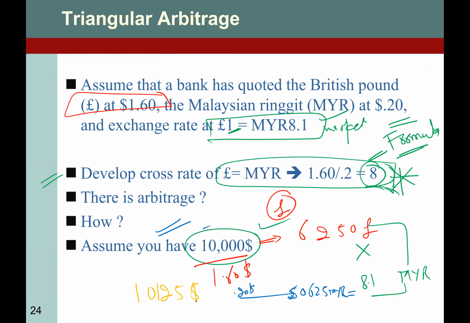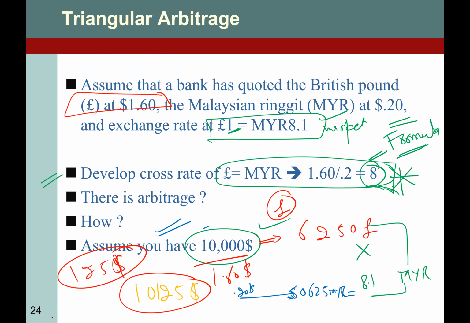Just a matter of 3 clicks. How much have you earned? $125. Just a matter of 3 clicks. It can be in 1 second or 2 seconds or 3 seconds. You just need to press 3 clicks. That's it. Do you understand the logic behind triangular arbitrage?